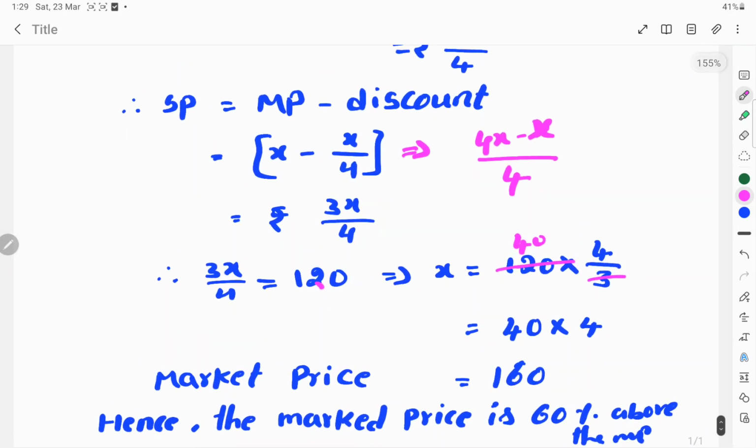Hence the market price is 60% above the cost price.